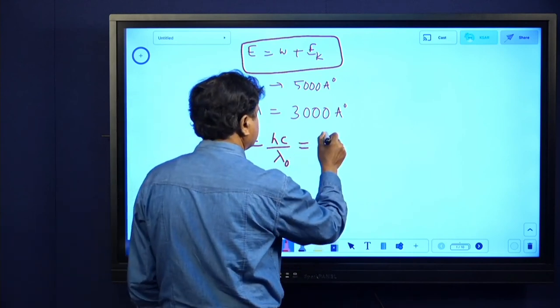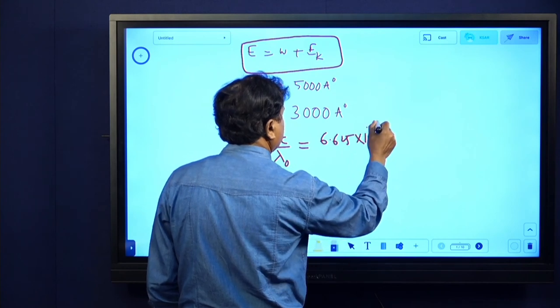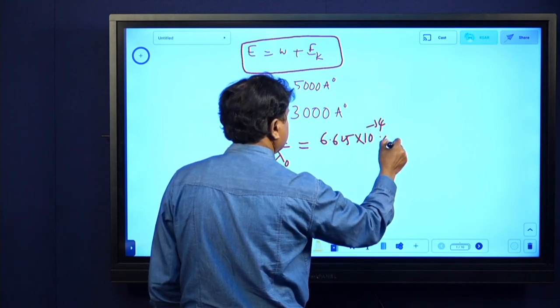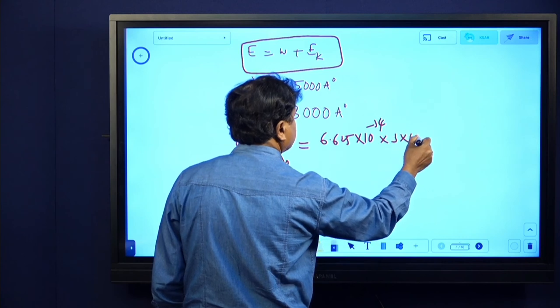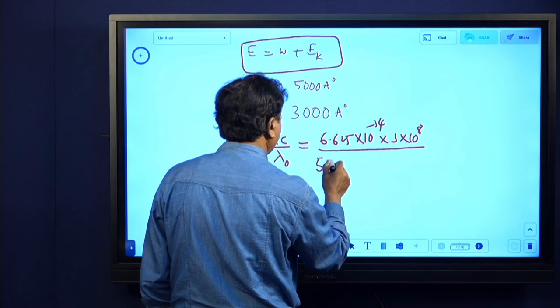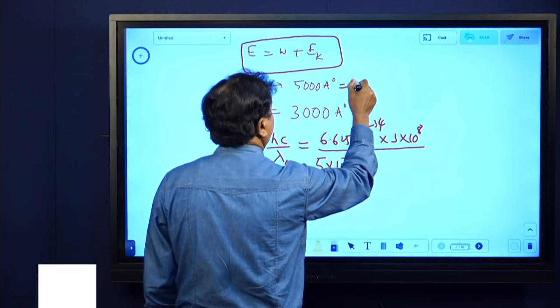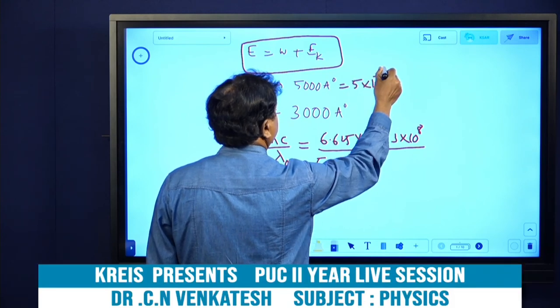H is 6.625 into 10 power minus 34. Use a calculator and do it. 3 into 10 power 8, divided by 1 into... Remember this can be written as 5 into 10 power minus 7.